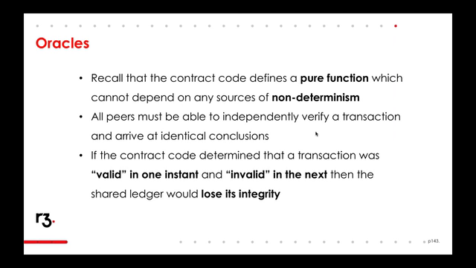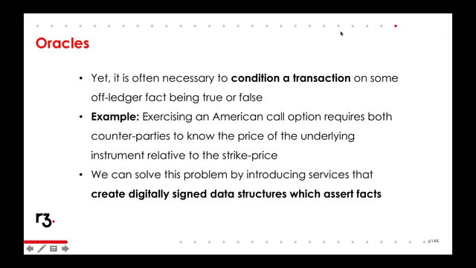If a transaction is valid at one time and then invalid at the next, then the shared ledger would obviously lose its integrity. So we need to ensure that contract code always remains deterministic. Obviously, there might be a certain case or set of cases where it's necessary to condition the validity of a transaction on some fact which is not on the ledger, either being true or false.